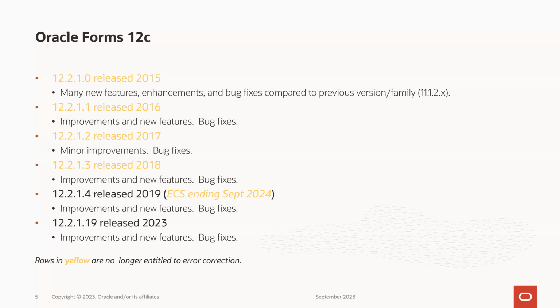However, error correction for 12.2.1.4 for all platforms will end approximately this time next year. So if you're not already on 12.2.1.19, it's probably a good time to start thinking about doing that. I would certainly recommend you not wait until August of 2024 to start thinking about upgrading. Give yourself a little time.